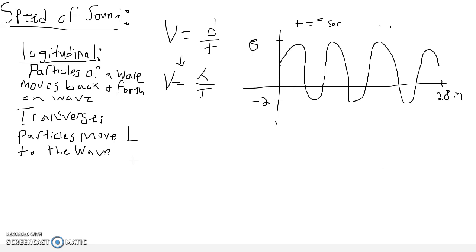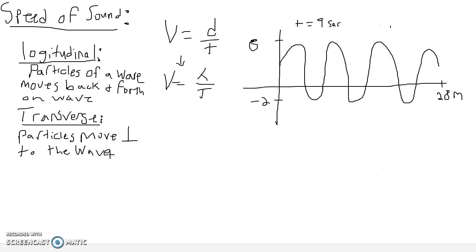Longitudinal waves is when the particles of a wave move back and forth along the path of the wave, while transverse waves is when the particles move perpendicular to the direction of the wave. Waves on a string or water are some examples of transverse waves.